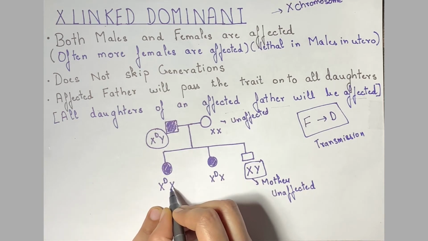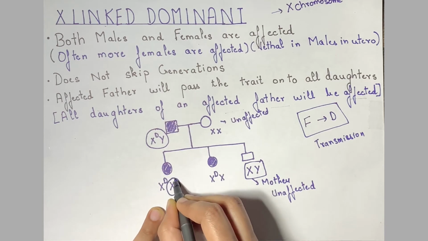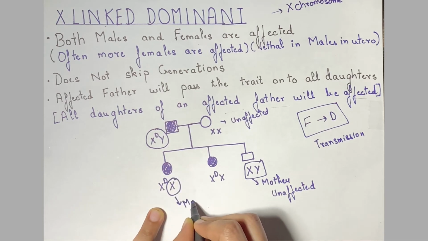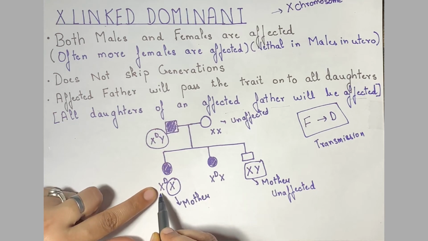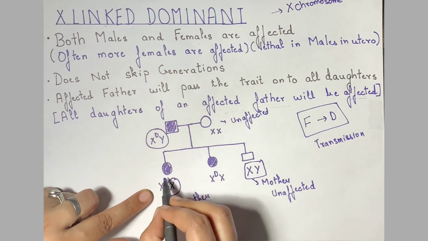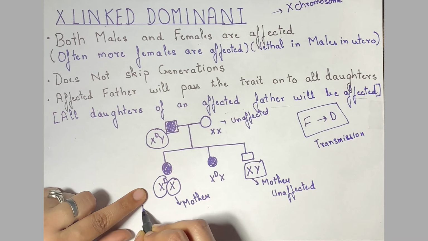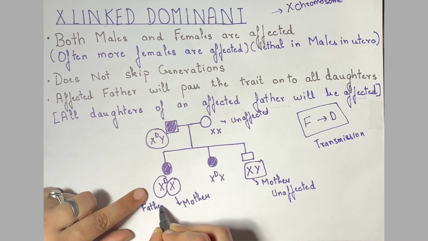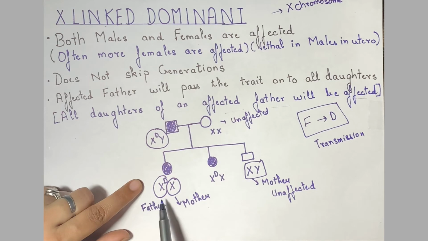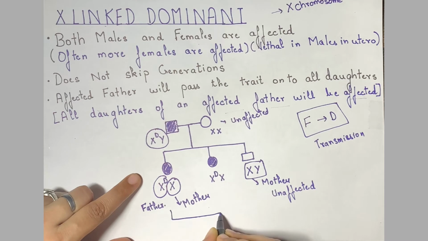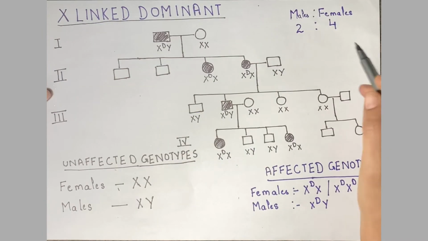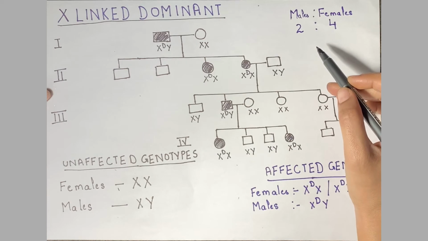Daughters inherited one normal X allele from the mother and one X chromosome with a dominant disease-causing allele from the father. Since the expression of the trait is dominant in nature, both the daughters are affected.